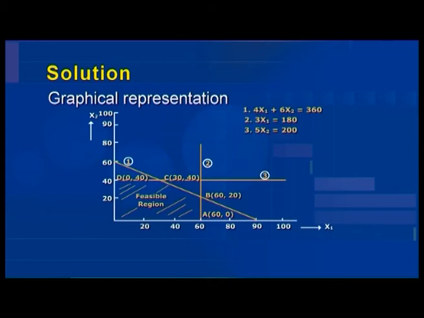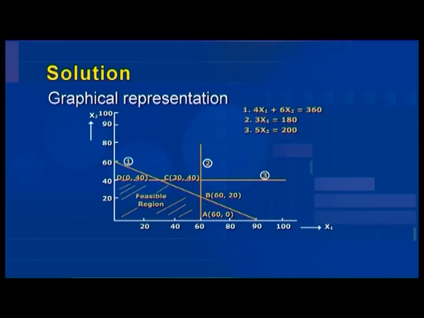Similarly, for the constraint 3x1 less than or equal to 180, if we take 3x1 equal to 180, then x1 is equal to 60 in the second equation. In the third equation, 5x2 is less than or equal to 200, and we get x2 is equal to 40. All the 3 equations are plotted on the graph and are indicated by the shaded area as shown in the figure.